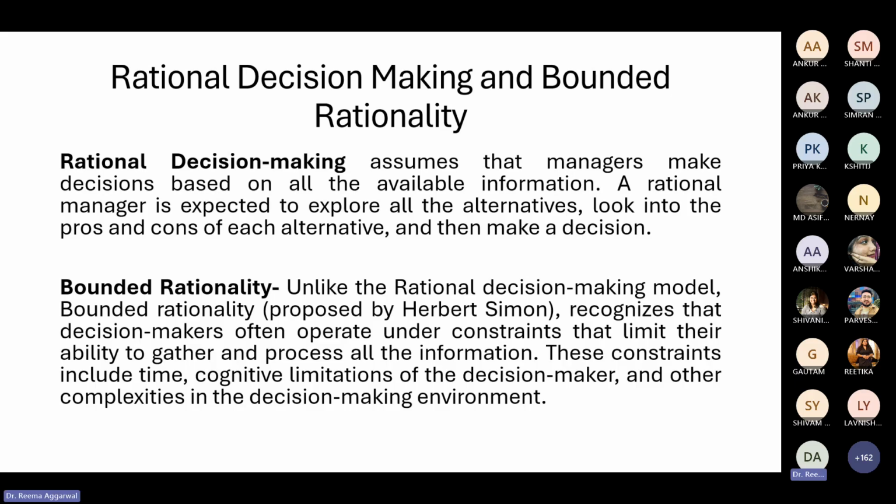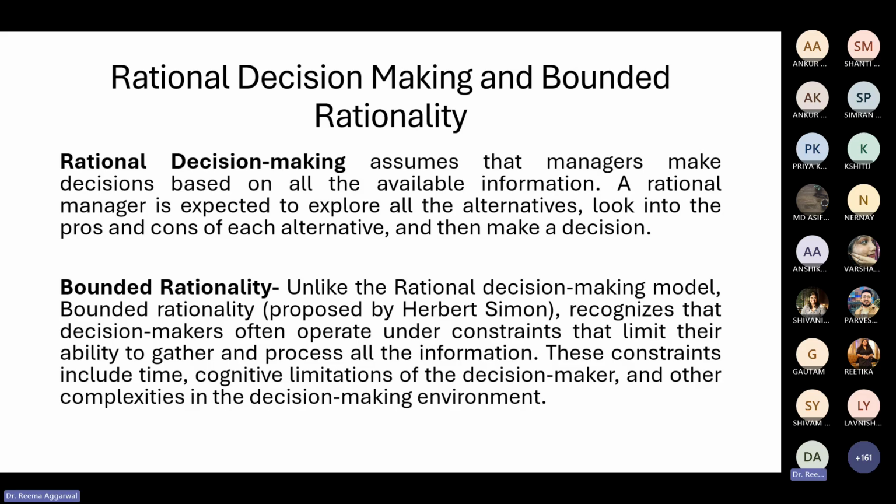But later, Herbert Simon suggested that this is not possible. For an individual to explore all the alternatives is not possible. For an individual to know and collect all the available information is again not possible. Why? Because time is constrained. हमें quick decisions लेने हैं. इतना टाइम ही नहीं है कि हम सारे alternatives को explore कर सकें.